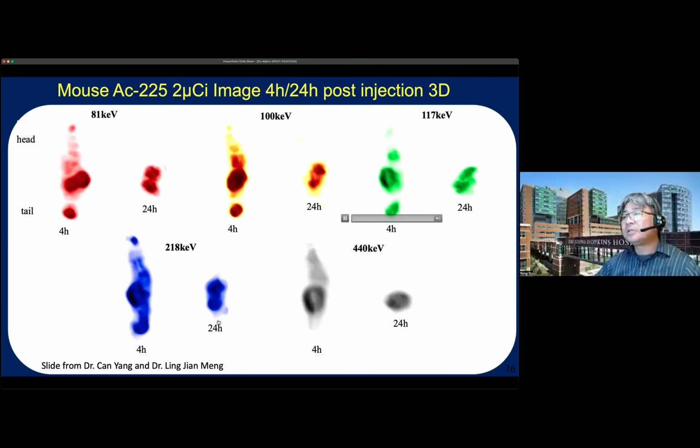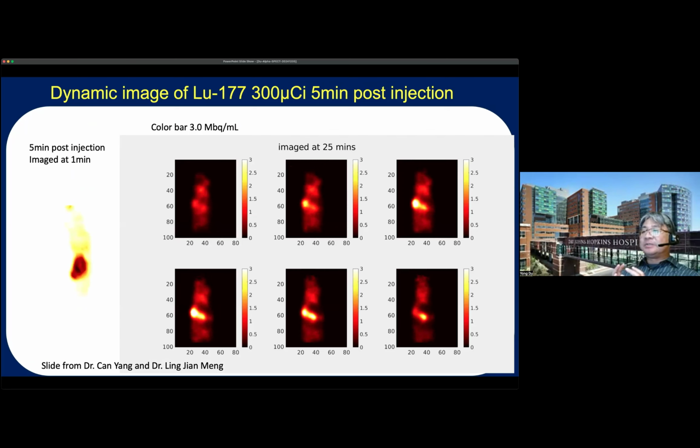And we can see different windows shown here. We can also do dynamic imaging because this detector is a fixed stationary detector with full 3D coverage. Starting from injection, we can do dynamic imaging, showing the image acquired at 1 minute post injection, with an acquisition time of 5 minutes.